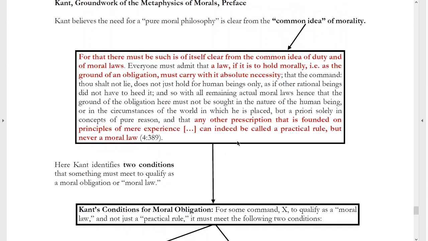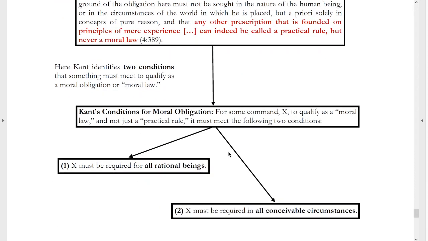Notice in this passage up here he says that the command thou shalt not lie does not just hold for human beings only, as if other rational beings did not have to heed it. What other rational beings is he referring to? Well, Kant doesn't really think animals are fully rational beings, so presumably the best example would be, if there are alien beings on other planets who can also reason, who have consciousness, who importantly have a will, then if thou shalt not lie is a moral rule, not only do we human beings on earth have to follow it, but they would have to follow it as well. Moral rules are rules that apply to every single being with reason.